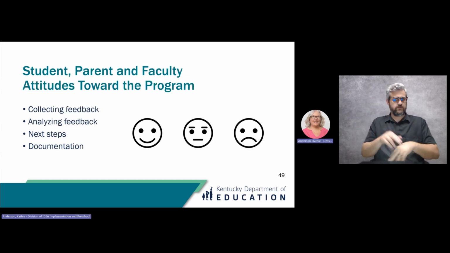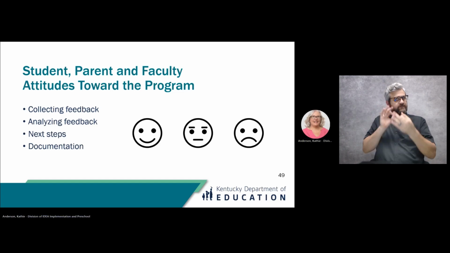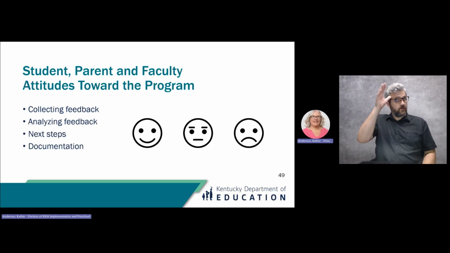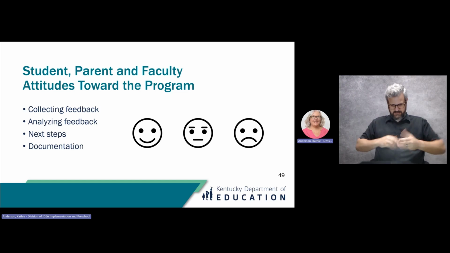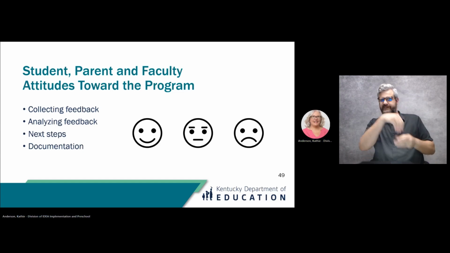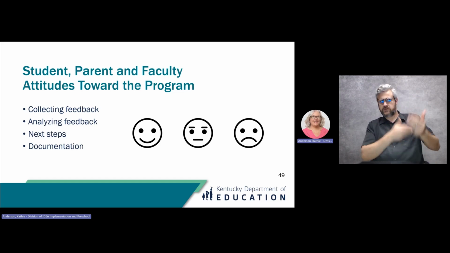The next program evaluation component is student, parent, and faculty attitudes towards the program. Use the district procedures to collect feedback from students, parents, and faculty about the GT program. Then analyze the feedback to assess next steps for the program. If in the past the district has not received much feedback, you might try reaching out to someone in the stakeholder group to ask how this process could be improved. You might try multiple ways to collect feedback.